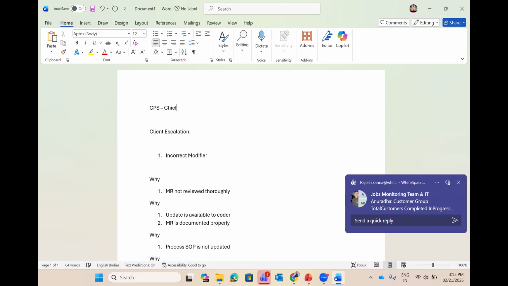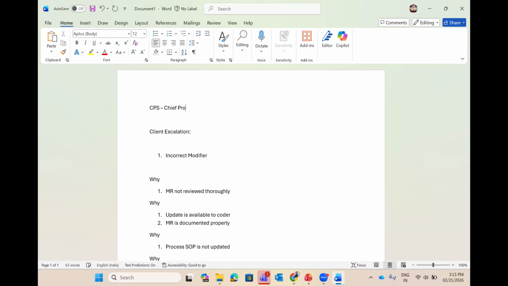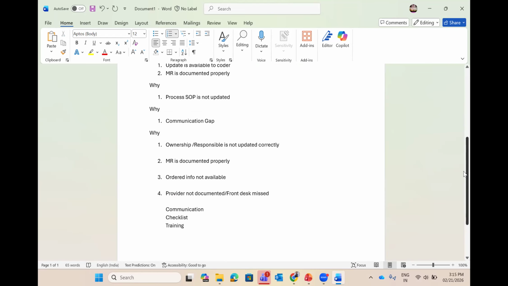Chief problem solver, right? That's what we need to be. So what are we learning all this for? To understand how I become a chief problem solver. How can a problem be solved? When I get a client escalation, that should be my last escalation for this particular issue. So I'll dig into the root level, identify the problem, and then fix it. Then only will your value be there, right?